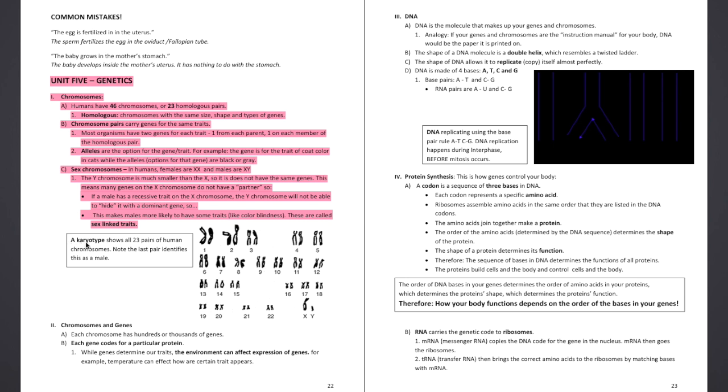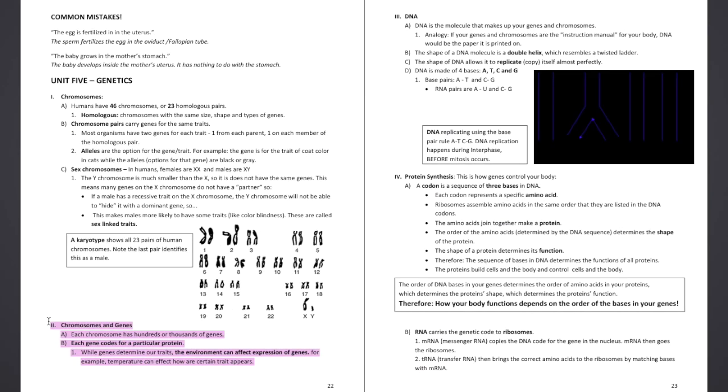A karyotype shows all 23 pairs of human chromosomes. Note the last pair identifies this as a male. XY, male. 2. Chromosomes and genes. A. Each chromosome has hundreds or thousands of genes. B. Each gene codes for a particular protein.